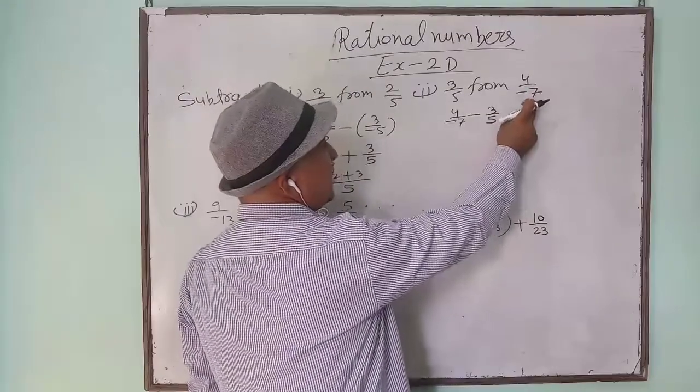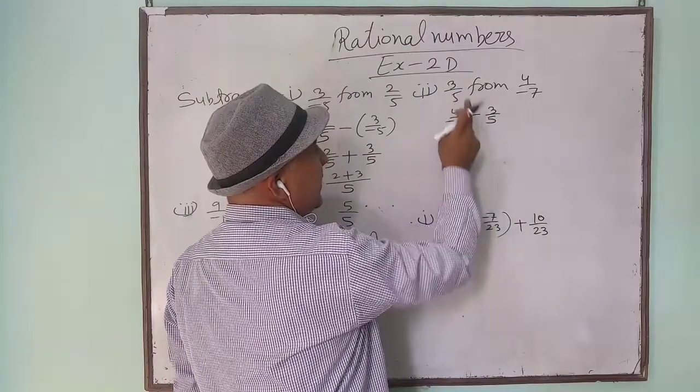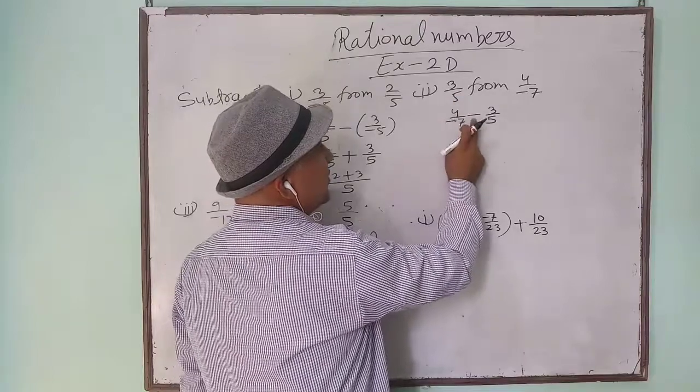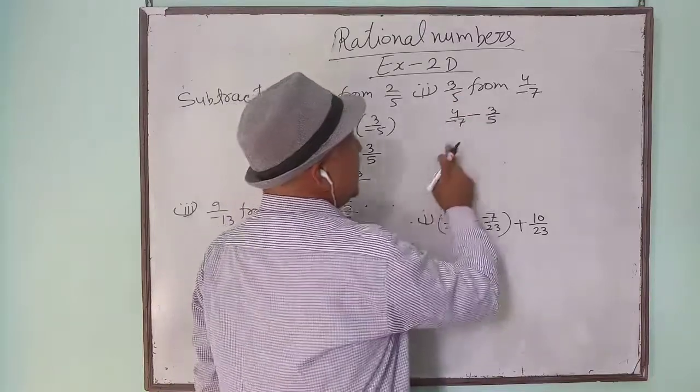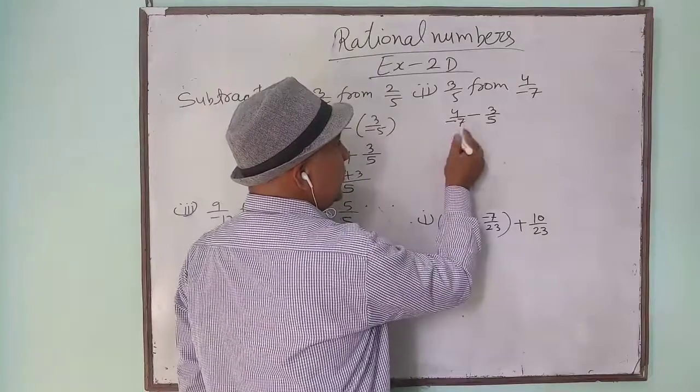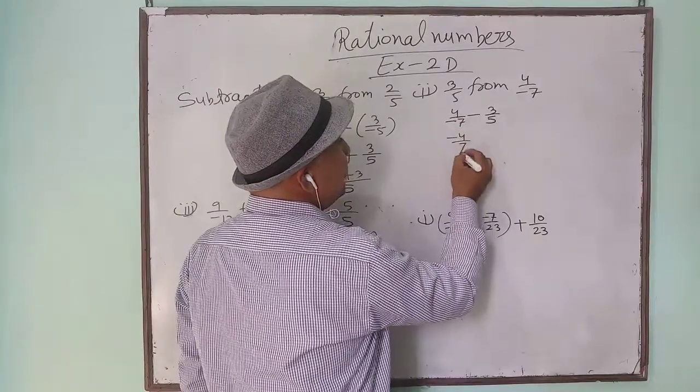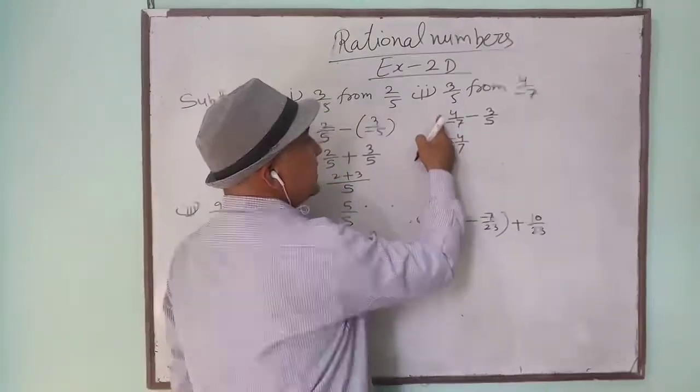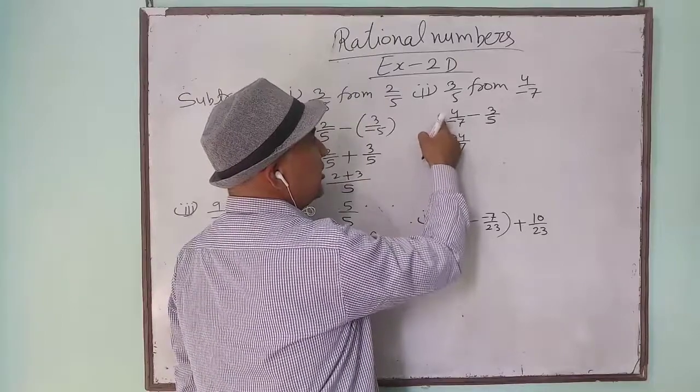From 4 by minus 7 we have to subtract 3 by 5. So we will write 4 by minus 7 minus 3 by 5. Now here the denominator is negative. So first we will make it positive. How? By changing the sign of numerator and denominator both.